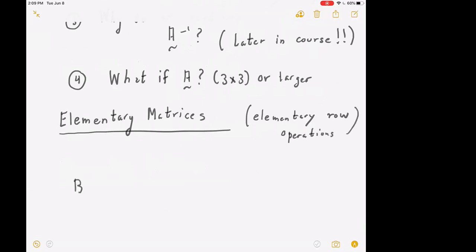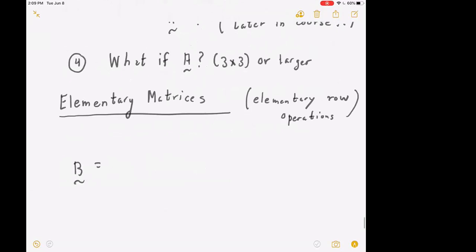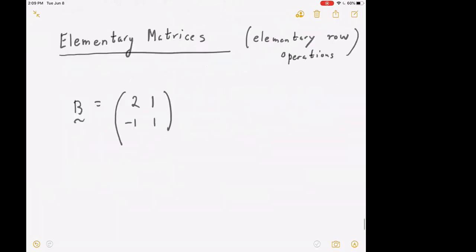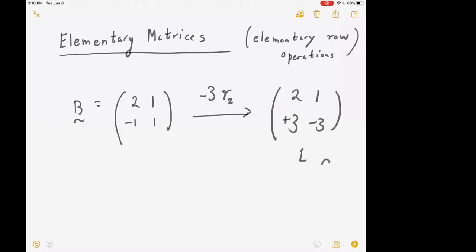So let's look at a simple example. Suppose I have a matrix B that has 2 rows and 2 columns. It's a matrix of order 2. And suppose I want to apply the following elementary row operation to this matrix. In particular, I just want to take row 2 and multiply it by -3. So I'll get a new matrix that'll look like that. And this new matrix I'll call C.